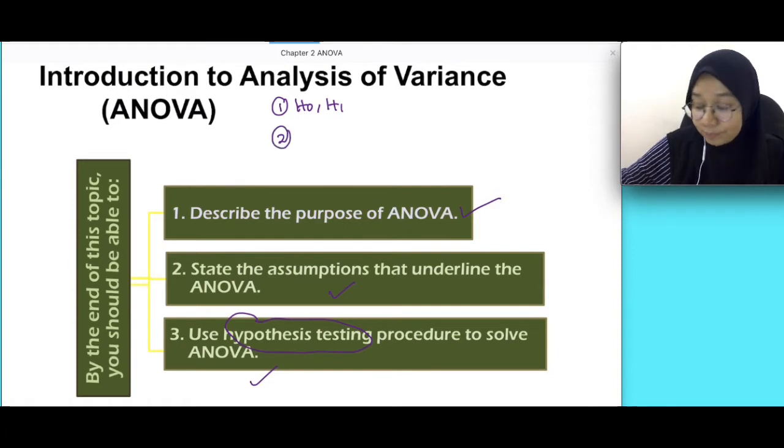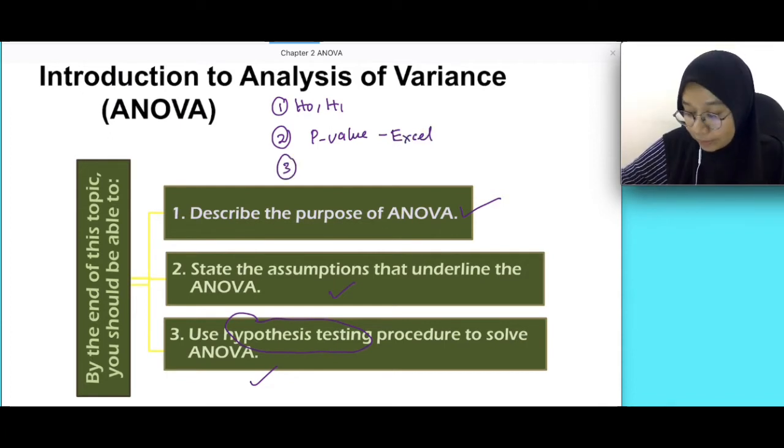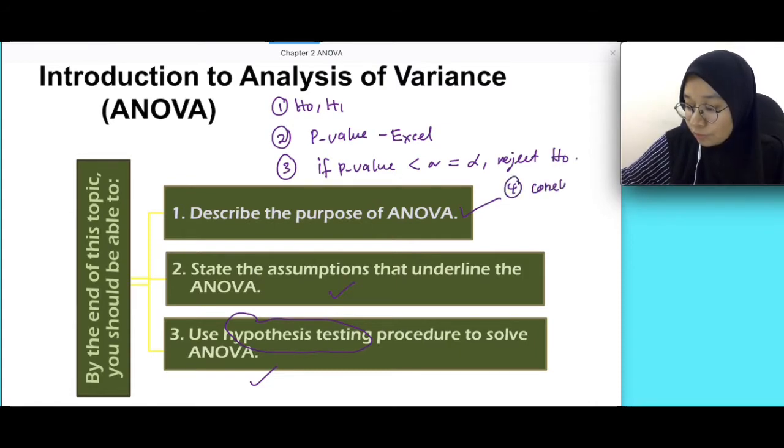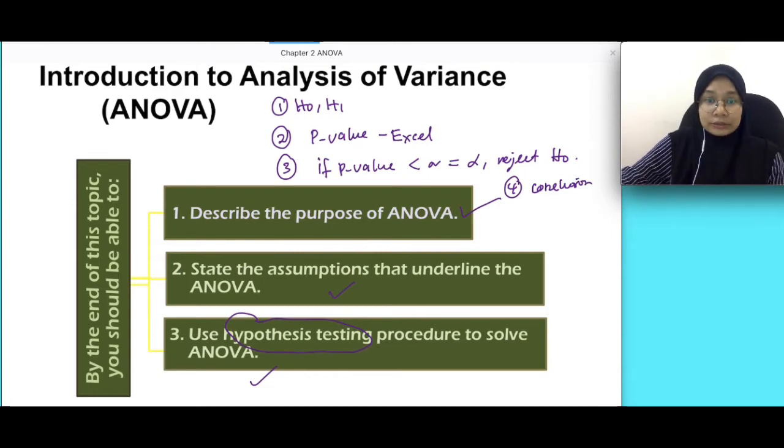Step number 2 is your p-value. The p-value you can get from your Excel, the significance value. Then step number 3, you compare. If p-value is less than or equal to alpha, we reject the H null. And then step number 4 is your conclusion. So we will still use these steps to solve ANOVA.